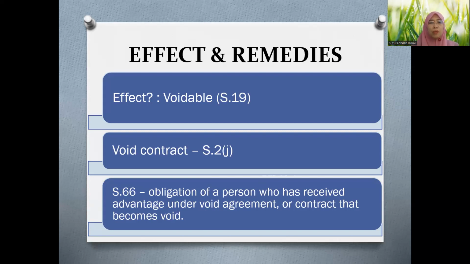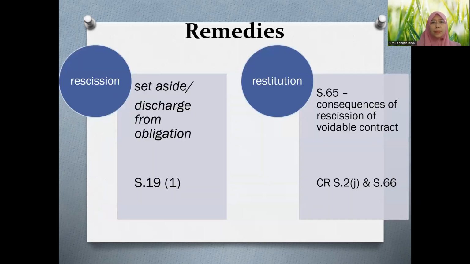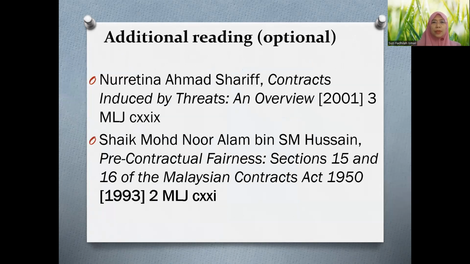And when we talk about void contract, the interpretation is in section 2(j) and also section 66. Section 66 is about void contract. It talks about the obligation of a person who has received an advantage to restore it. I mean, you have to return it now because the contract is now a void contract. And these are the remedies: rescission, to rescind, to set aside, and restitution. We restore the parties back to their earlier position. And this is just additional reading.